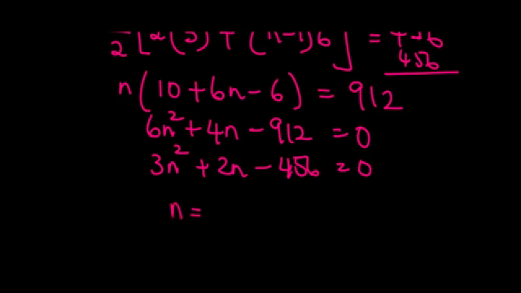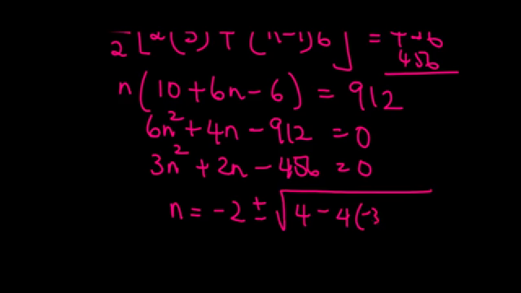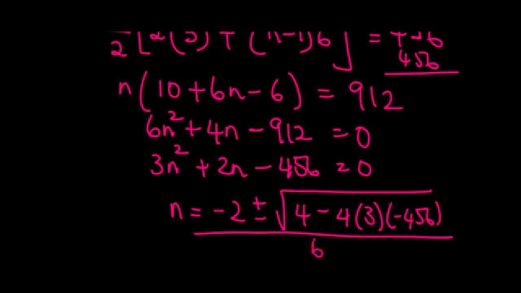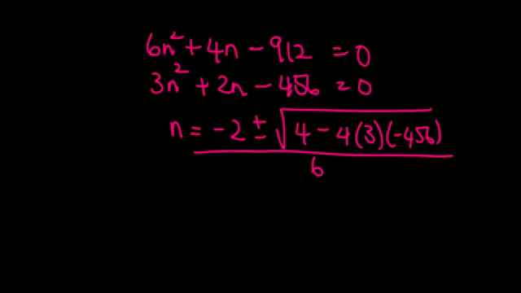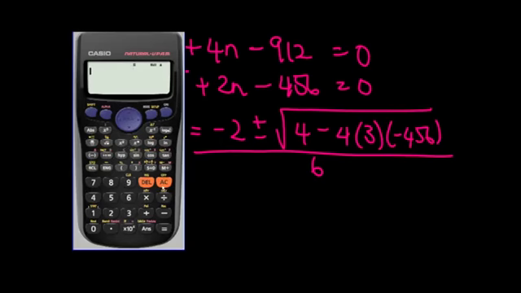So n is equal to minus b plus or minus the square root of b squared minus 4 times a, times c, which is 3 times minus 456, over 2a, which is 6. Where's the minus creeping in? Right, in our fabulous little machine, let's get it working. Let's take the square root of 4 plus 12 times 456. What do we get? We get 74.